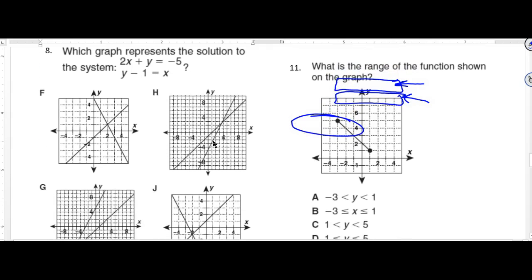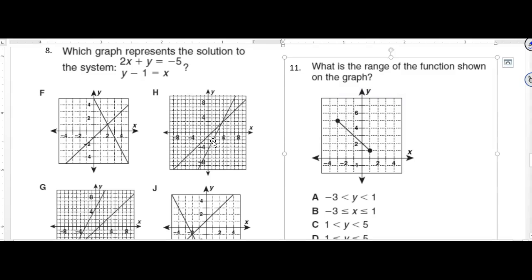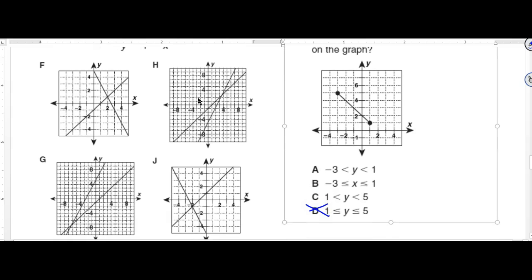Number 11, the range of the functions shown on the graph. I'm already going to eliminate B. Range I know is bottom to top, and it's the y values. It's not x values, so B is out. Bottom to top, I got to think, how low is the lowest boundary? The lowest boundary is this low, which is 1. The highest boundary is this high, which is 5. So I know my range goes from 1 to 5.